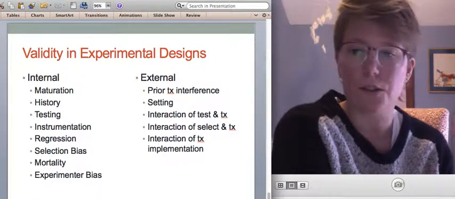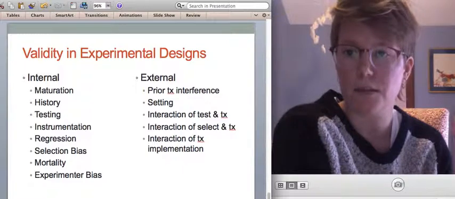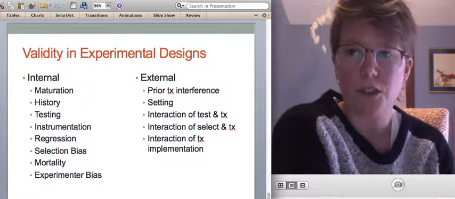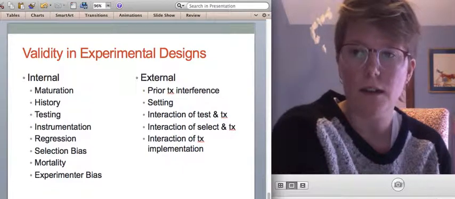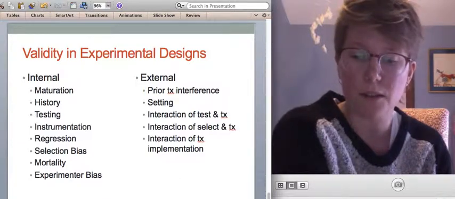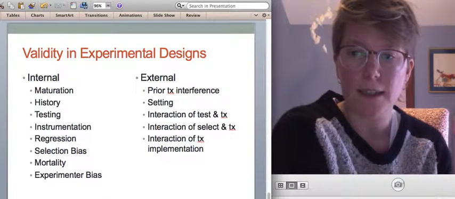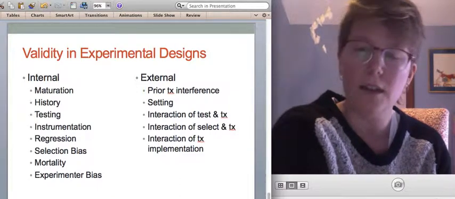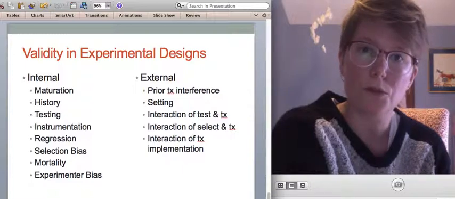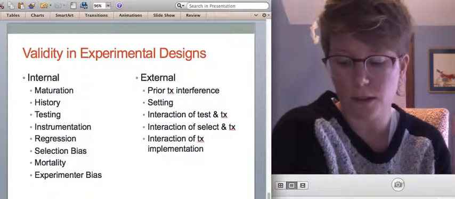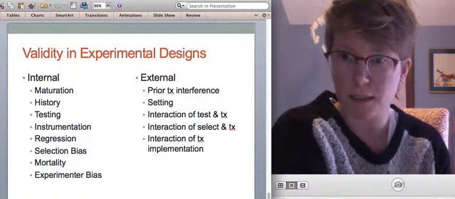And as you are a consumer of these reports, I want you to be thinking about the threats to validity in experimental designs, because we're very much in a cultural moment that is valuing randomized clinical trials and other experimental designs. And I think we still need to be asking questions about whether or not the results are really useful and trustworthy.